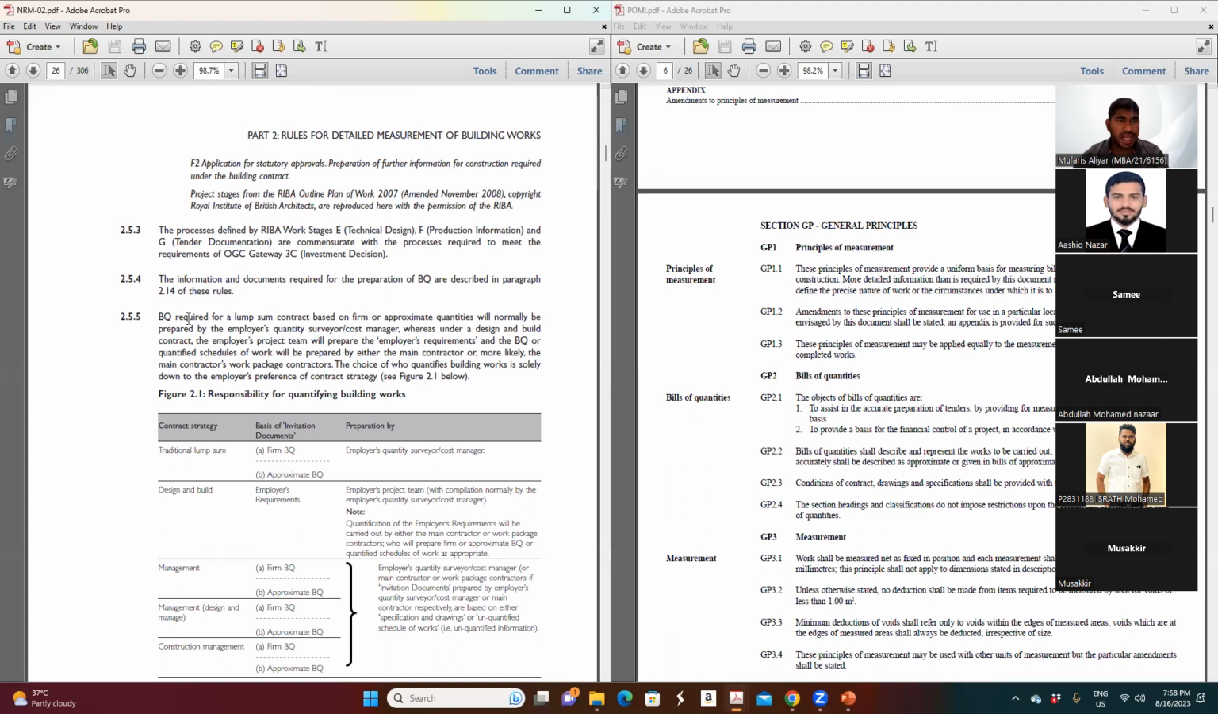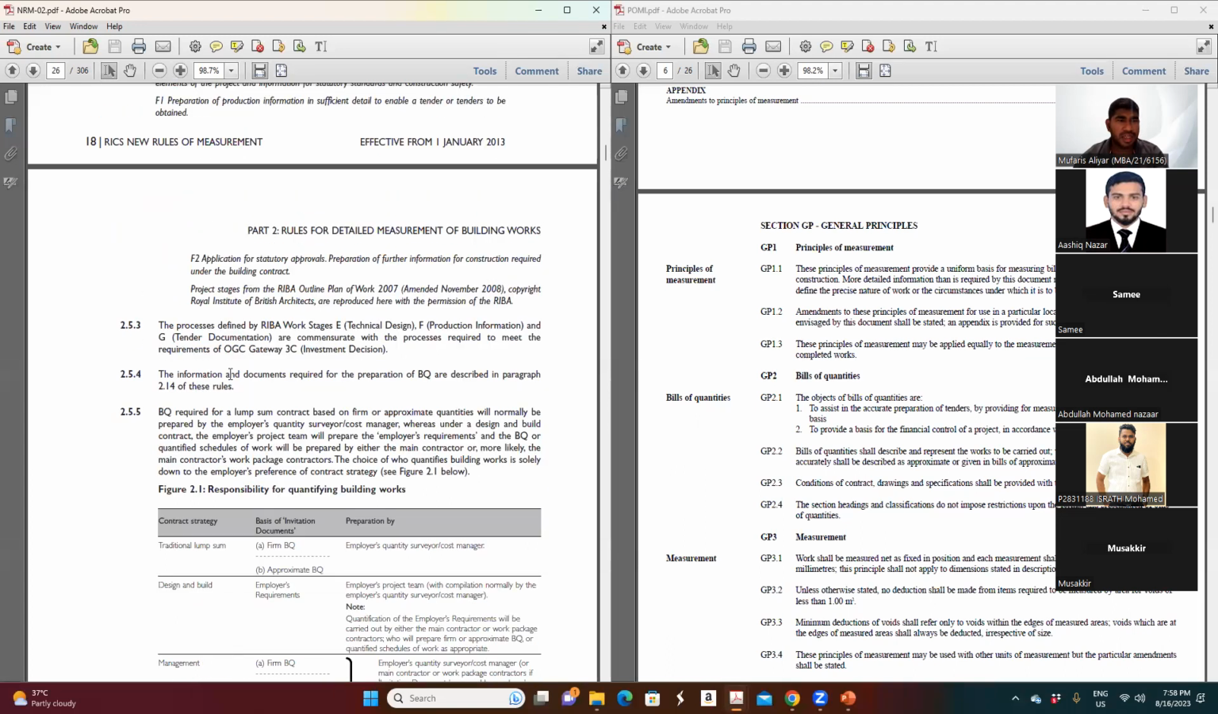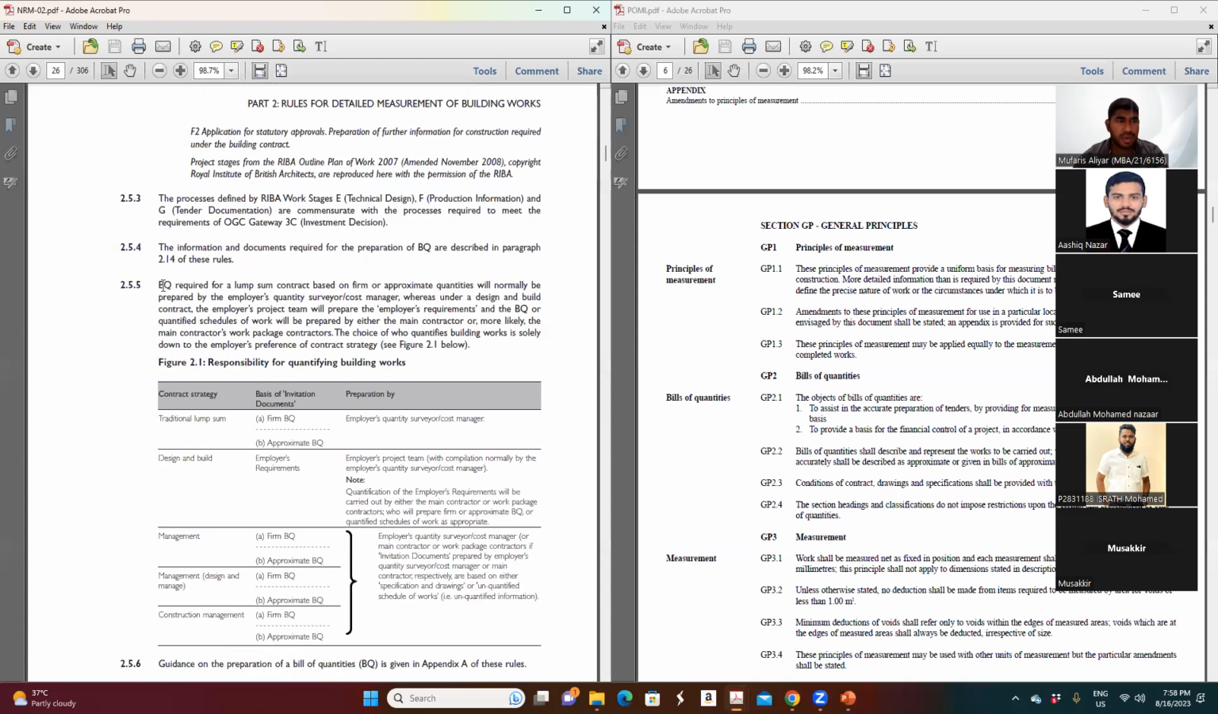Okay, come along with that. Here we also see an interesting thing. The BOQ required for a lump sum contract based on firm or approximate quantities will normally be prepared by the employer's quantity surveyor or cost manager. What are they saying here?